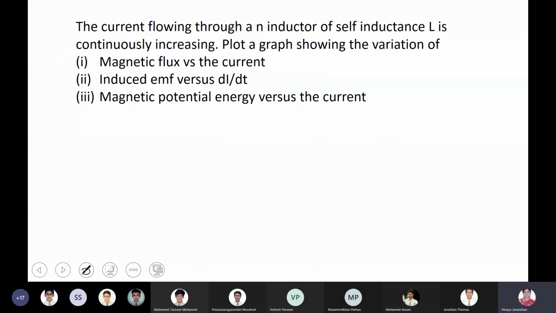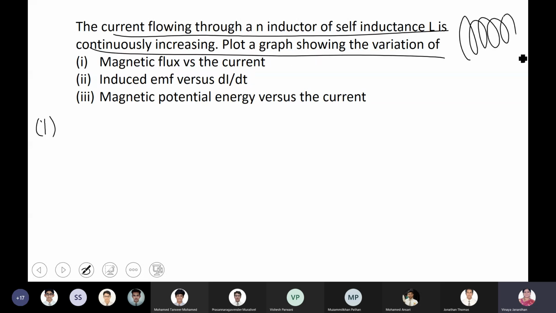Okay, now look at this. The current flowing through an inductor of self-inductance L is continuously increasing. Plot a graph showing the variation of magnetic flux versus the current. So I'll go for the first one. I think you understand the question. The current flowing through an inductance coil. An inductance coil is like your solenoid.